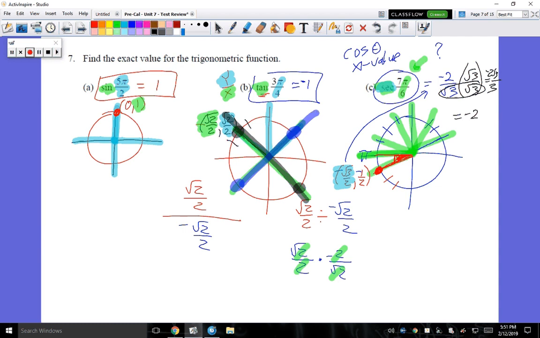So negative 2 root 3 over 3 would be my answer, and you just have to check. Do the negative 2 and 3's reduce any? And if they do not, that is your answer. So we get 1, negative 1, and negative 2 root 3 over 3.